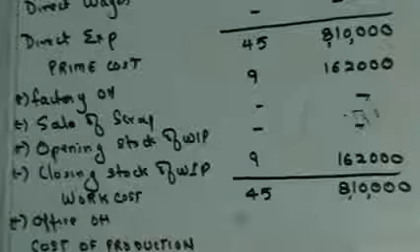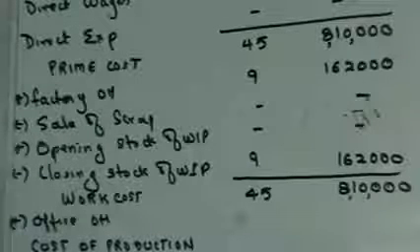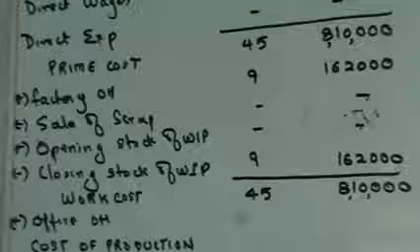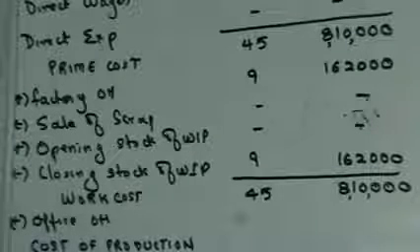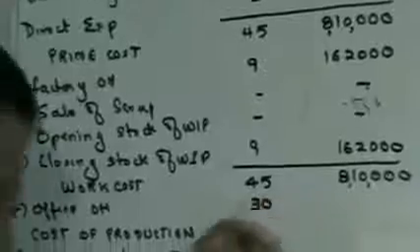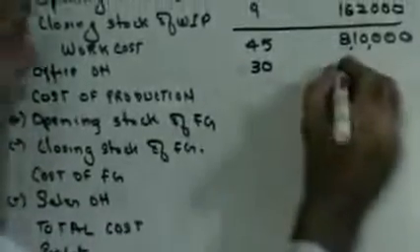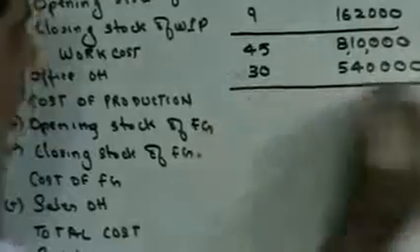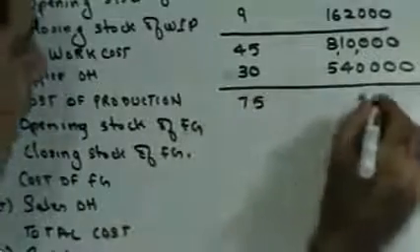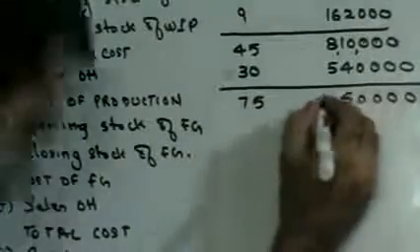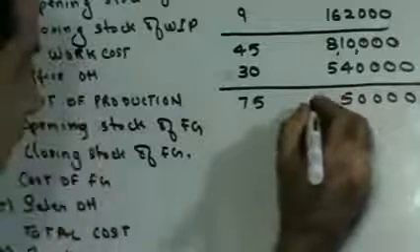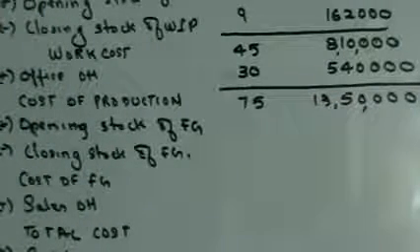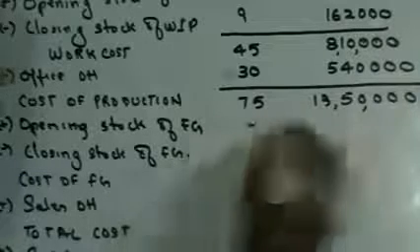Next, office overheads. Office overheads, administrative overheads is 30 rupees per kg of output produced. You are producing 18,000 units, 30 rupees per kg. So 30 into 18,000, that is going to give you 5,40,000. So your cost of production is going to be 75, and this is 5, and this is going to be 13,50,000. Right? Now, you don't have opening stock of finished goods.